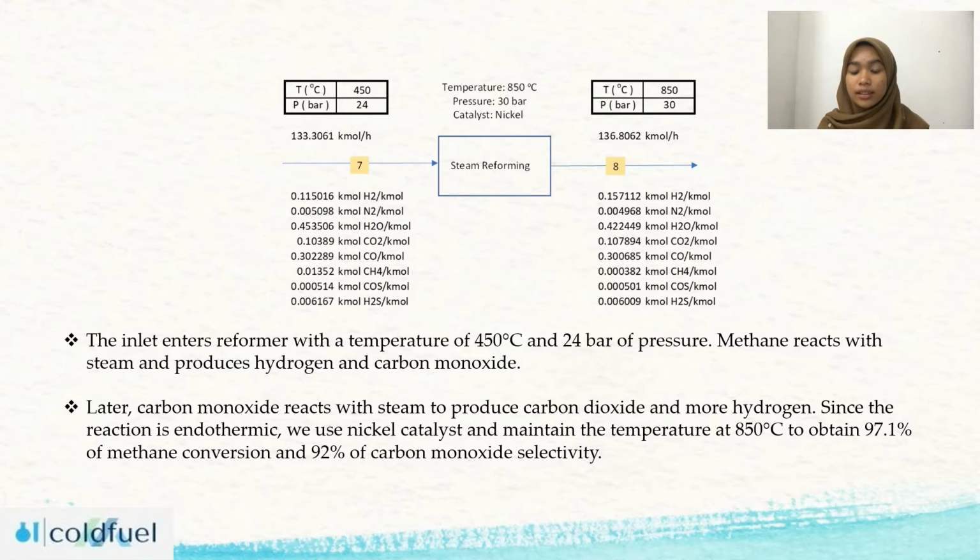The inlet enters the reformer with a temperature of 450 degrees Celsius and 24 bar of pressure. Methane reacts with steam and produces hydrogen and carbon monoxide. Later, carbon monoxide reacts with steam to produce carbon dioxide and more hydrogen. Since the reaction is endothermic, we use nickel catalyst and maintain the temperature at 850 degrees Celsius to obtain 97.1% of methane conversion and 92% of carbon monoxide selectivity.